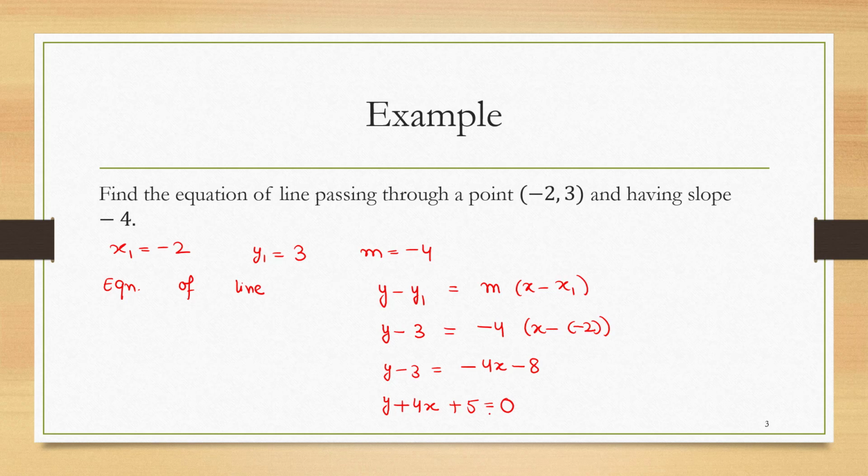You can also verify whether your answer is correct or not by putting x equal to minus 2 and y equal to 3 here. In that case, you should get the answer as 0. So let's see. If I put x equal to minus 2 and y equal to 3 in the answer, I get y plus 4x plus 5, that is 3 minus 8 plus 5. Yes, it is 0. So by this, it is verified that the given point is on this line. And further, we can check slope also, but how to check slope we will do in the upcoming lectures.